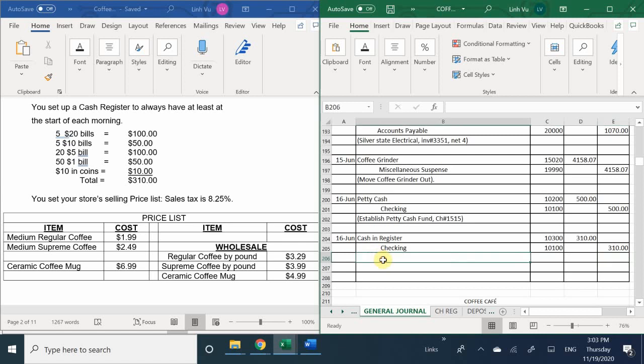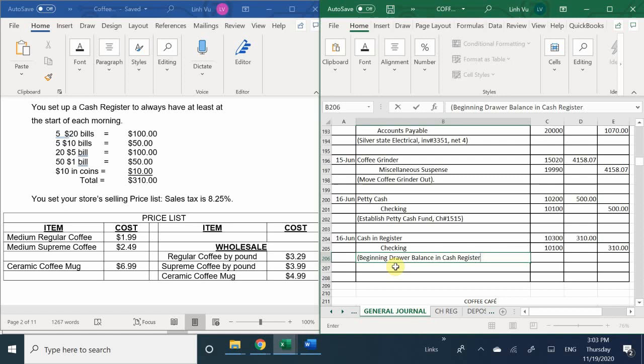What is going to be your description? So is it going to be like cash register till or startup, beginning balance, drawer balance, something like that? Oh, that's a good one. So, beginning drawer balance. Okay.